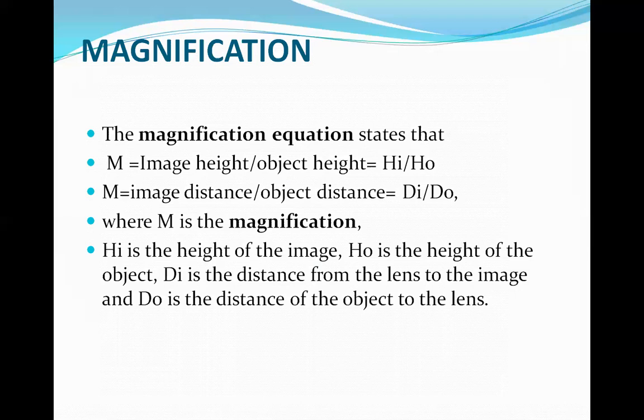What is the magnification of a lens? Magnification is defined as the ratio of image distance to object distance, or the ratio of image height to object height. If in any ray diagram we measure the image height by scale, or if it is given, and we divide it by the object height, we will get the magnification. Or we can take the image distance over the object distance and we will get the magnification. Here, HI is the image height, H naught is the object height, DI is the image distance, DO is the object distance.